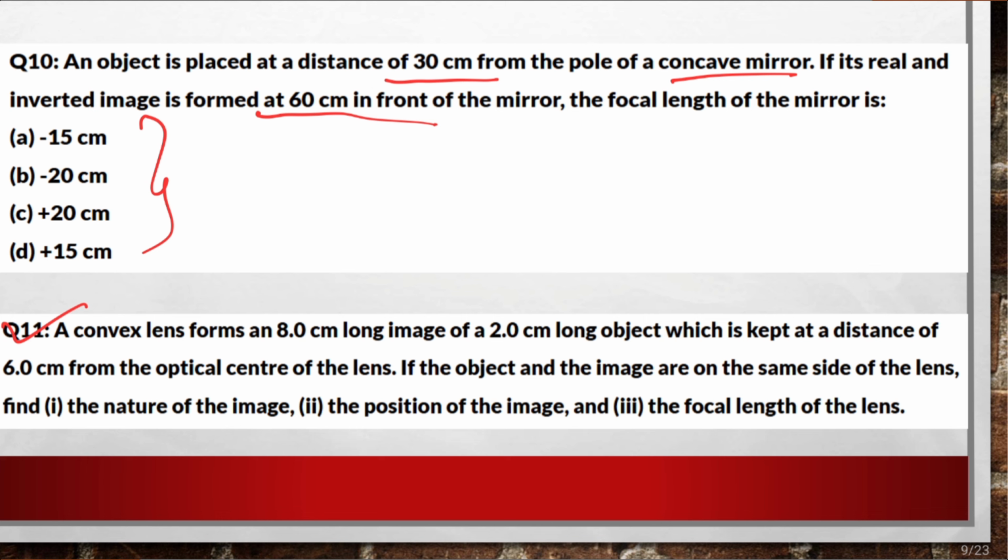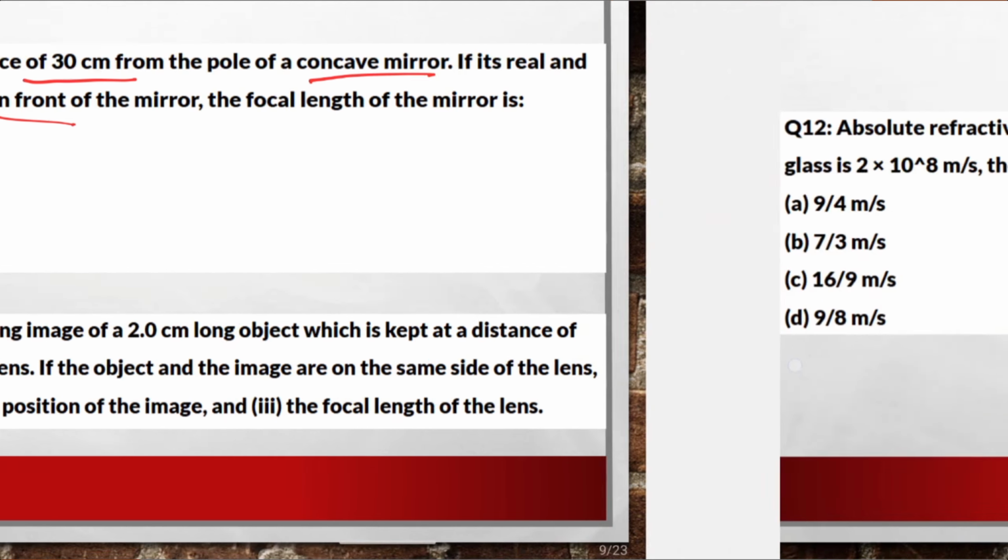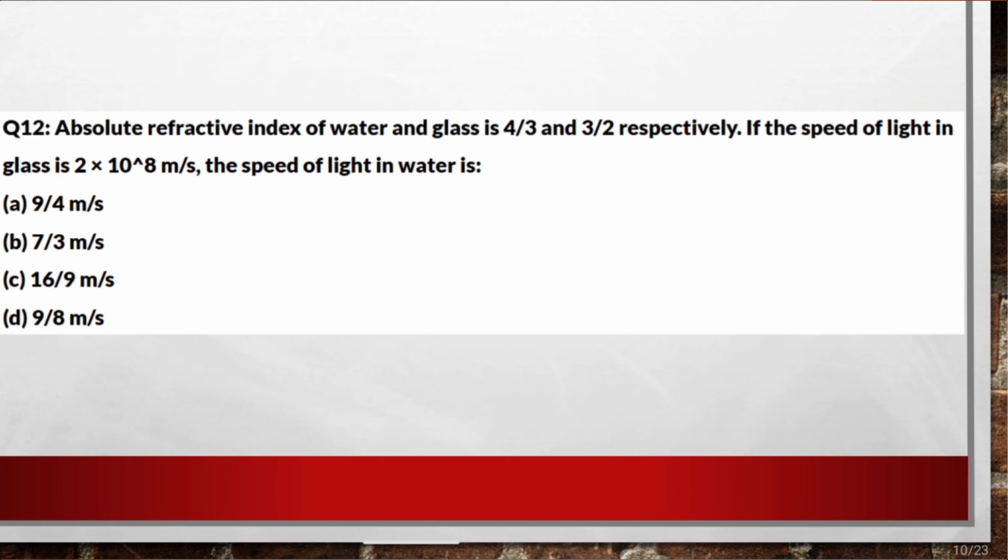Next, question 11: a convex lens forms an 8 centimeter long image of a 2 centimeter long object which is kept at a distance of 6 centimeter from the optical center of the lens. If the object and image are on the same side of the lens, find the nature of the image, position of the image and focal length of the lens. Next, question 12: the absolute refractive indices of water and glass are given. If the speed of sunlight in glass is 2 into 10 to the power of 8 meter per second, the speed of light in water is... So it's an MCQ. You need to choose the correct option.